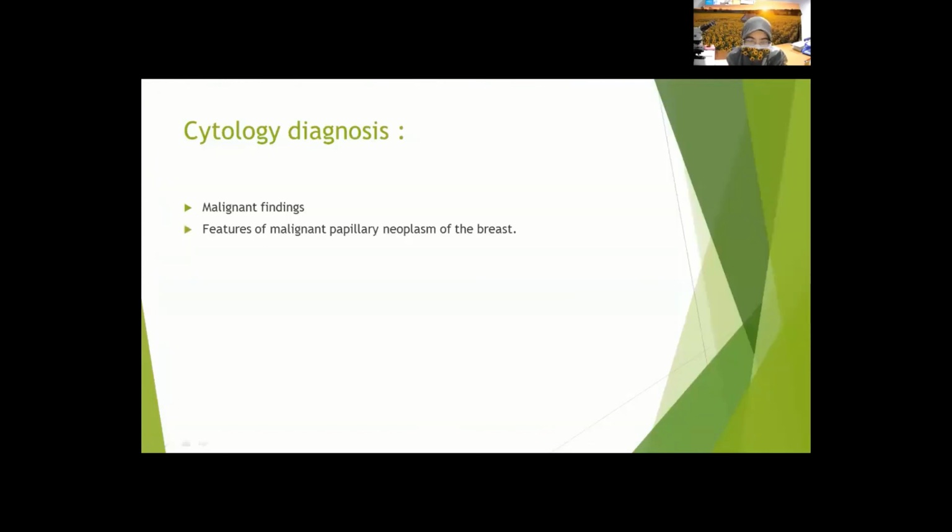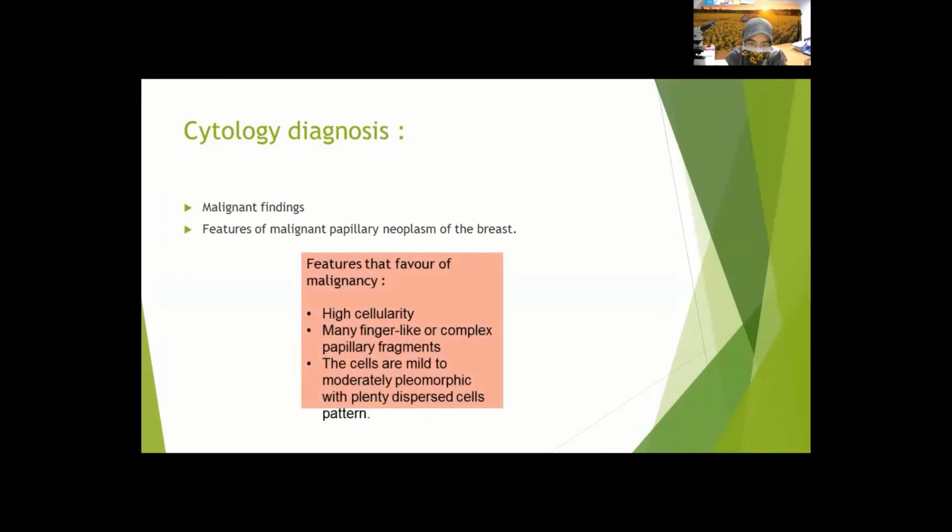So based on those features, the cytology diagnosis is more definitely malignant, because of the cellularity and the architectural pattern, which is more of a malignant pattern. So these are the features of a malignant papillary neoplasm of the breast. So what are the features? As I mentioned just now, we try to apply the cellularity, architectural pattern, as well as the background cell.